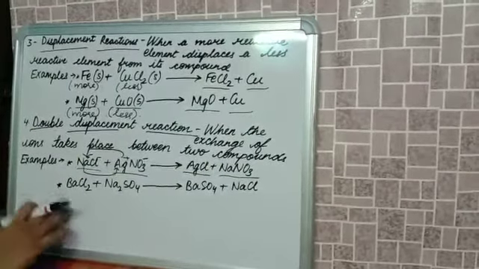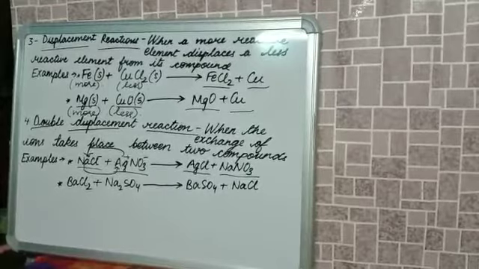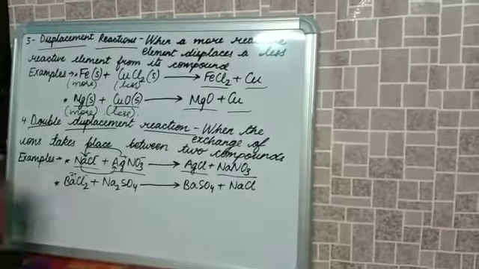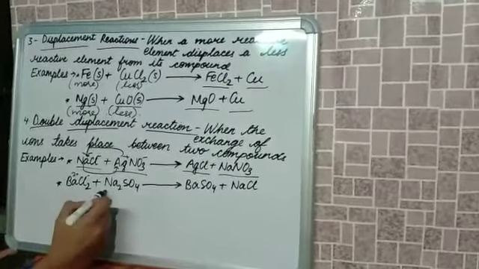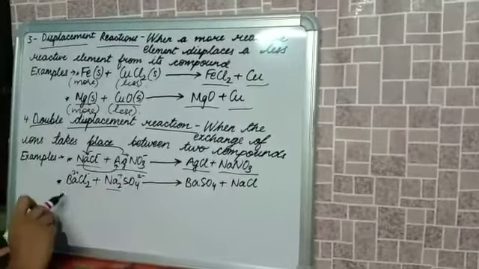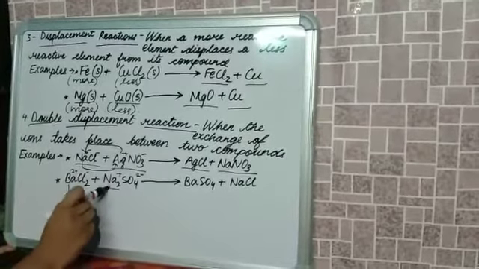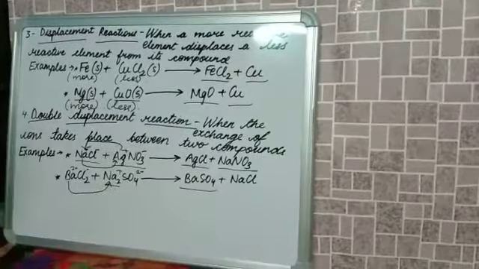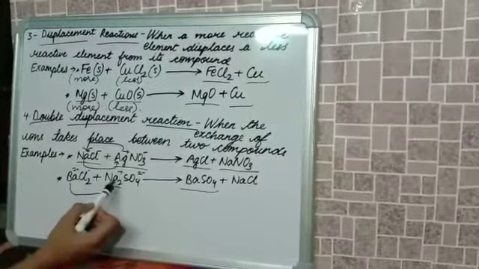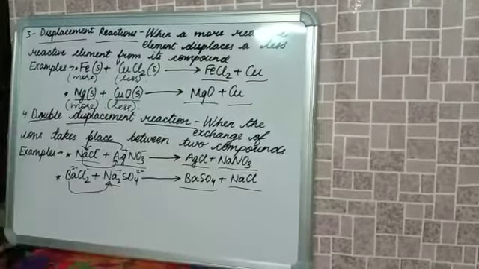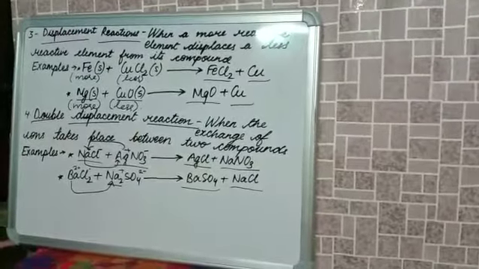Similarly, we have one more example, barium chloride. It comprises two ions, the Ba2 positive ion and Cl negative ion, and Na2SO4 has Na positive and SO4 2 negative. Here also the exchange of ions will take place. As you can see, Ba takes the place of Na and will form BaSO4, that is barium sulfate, and Na will take the place of Ba and it will form NaCl, that is sodium chloride.